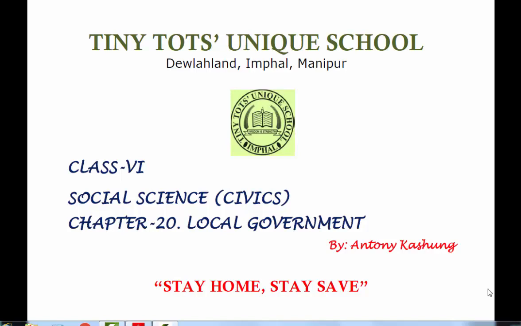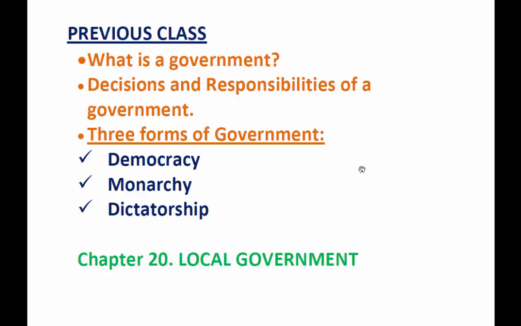Today we will learn a lesson from Civics, chapter 20, and the name of the chapter is Local Government. Well, in the previous class we learned what a government is. Yes, we all know that the government is not a human being, rather it is a system to govern the people or to rule the people. This is what we call government.